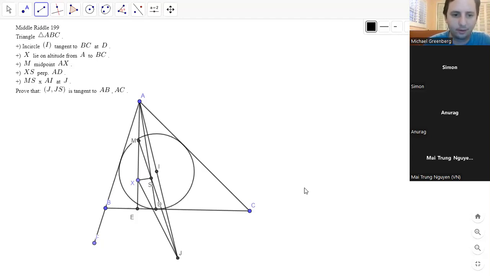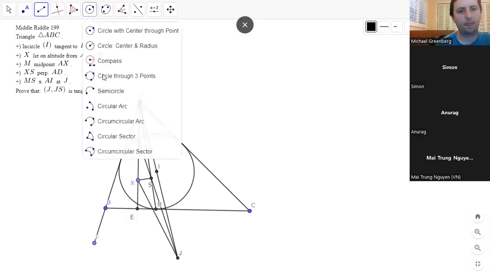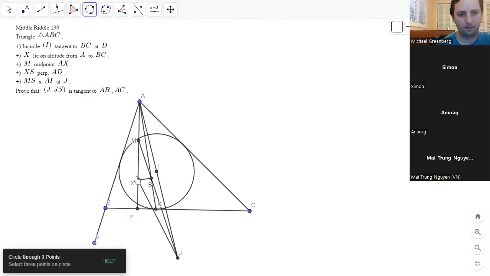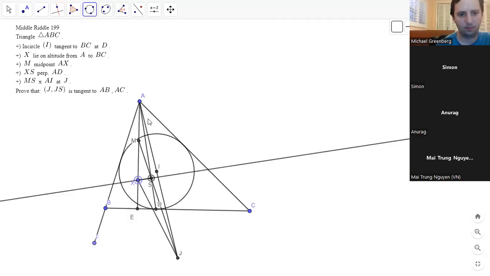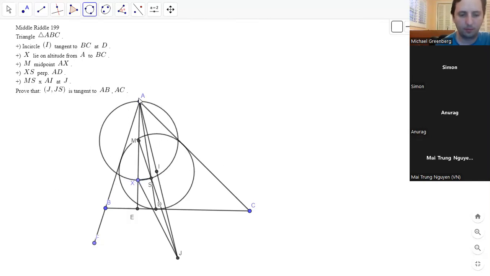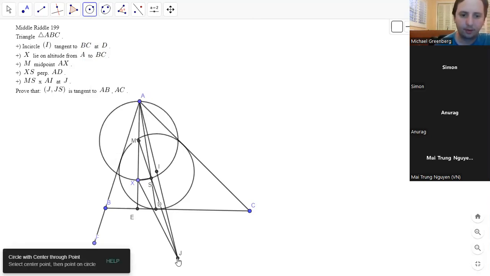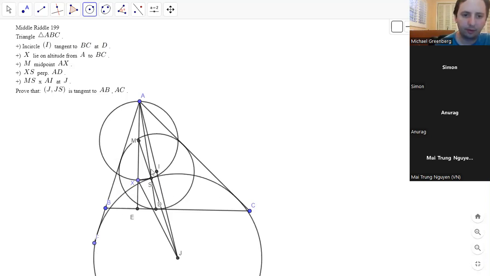Okay, so is it really that simple? Am I missing something here? There is a lemma in Euclid's Elements that states that if two circles are tangent, then the centers and the intersection point are collinear. Okay, so we know these circles are tangent. We just have to show that this is also tangent to AB and AC.